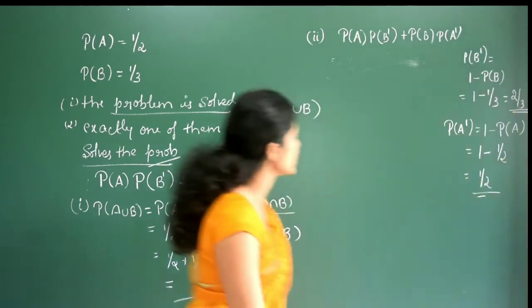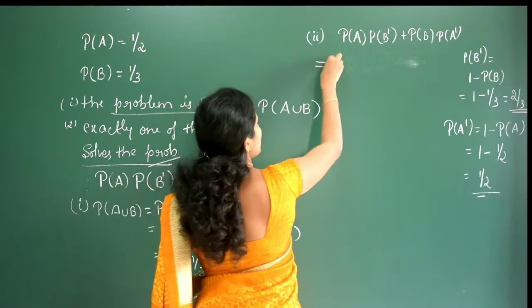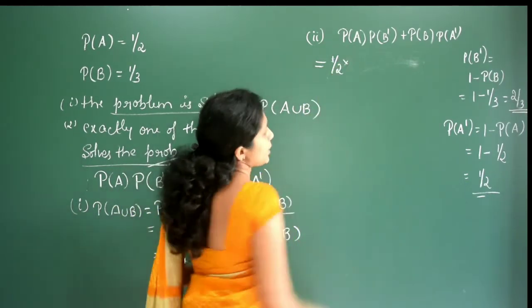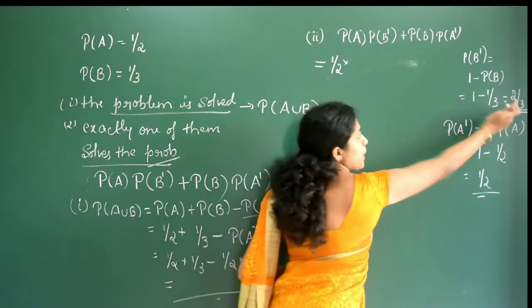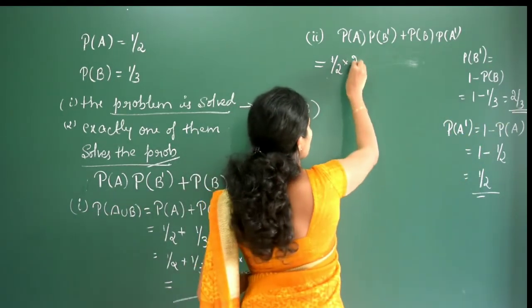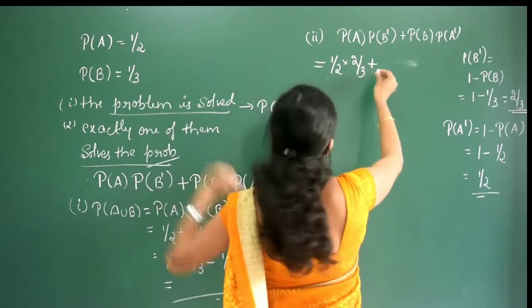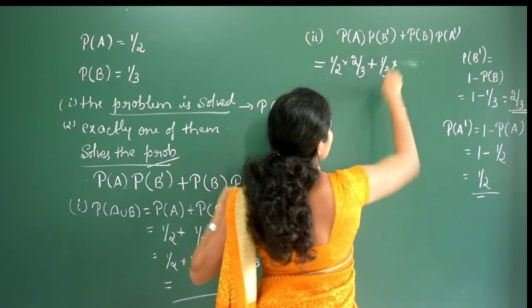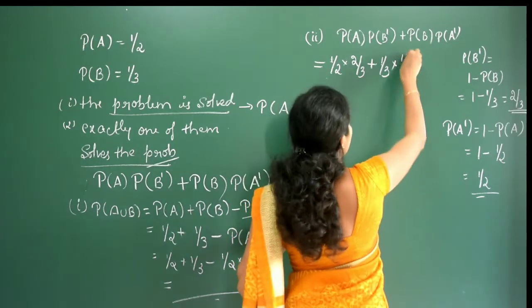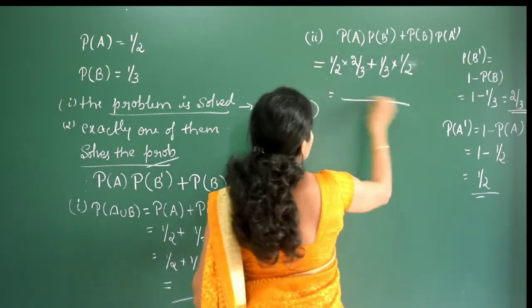Let us substitute this. So this is equal to probability of A is 1 by 2, probability of B dash is 2 by 3, right? 2 by 3, plus probability of B. What is probability of B? 1 by 3, into probability of A dash is 1 by 2. Now simplify this so that you will get the answer.